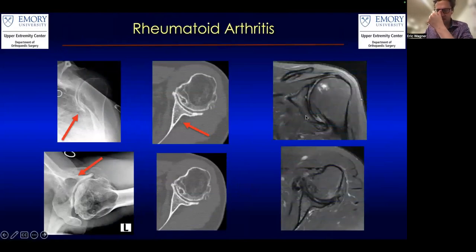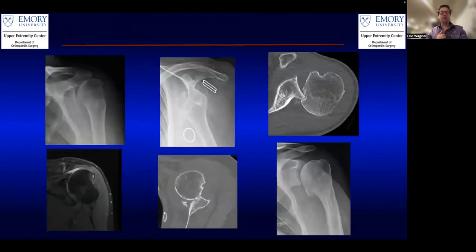I mean, there's narrowing, there's bone loss, and especially for how much bone loss there is, it's amazing. But actually, there's no cysts, there's no osteophytes, no sclerosis. But it's a bad actor. These are bad actors. You have to recognize these because they're treated very differently than osteoarthritis, and they're much more challenging to treat.